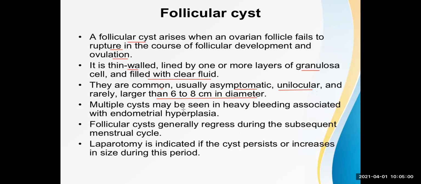Multiple cysts may be seen in heavy bleeding associated with endometrial hyperplasia. Now, one very interesting point you need to understand here is, remember, this ovarian follicle has failed to rupture. So there is no ovulation in this case. Without ovulation, there is no progesterone hormone synthesis or secretion. There is only estrogen in this case. This is called unopposed estrogen.